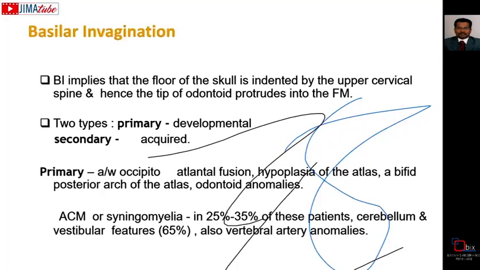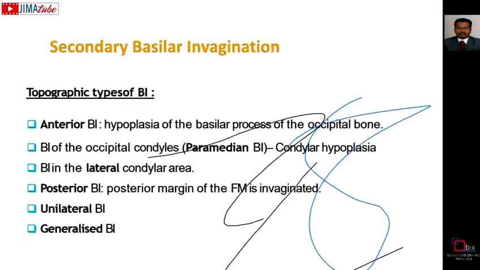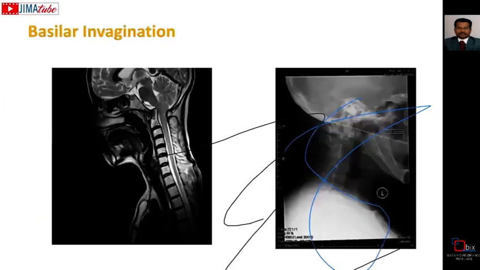We have two types of basilar invagination. Primary is developmental, and secondary is acquired. The primary forms include atlanto-occipital fusion, hypoplasia of atlas and odontoid anomalies. The causes of secondary basilar invagination include Hurler's syndrome, rickets, Paget's disease and osteogenesis imperfecta. The types of basilar invagination are anterior, posterior, unilateral, and generalized. So this picture shows the basilar invagination.